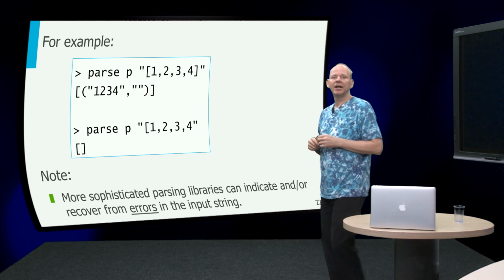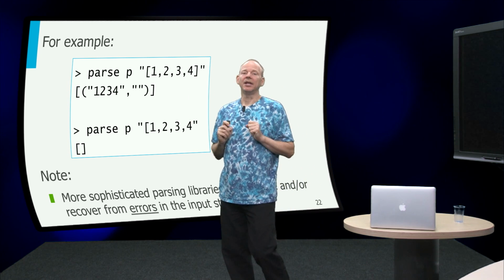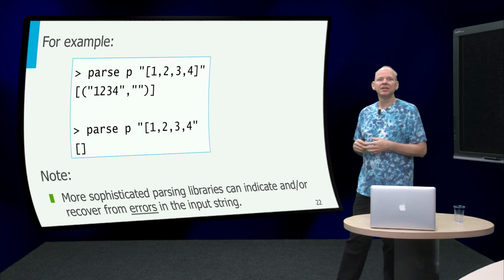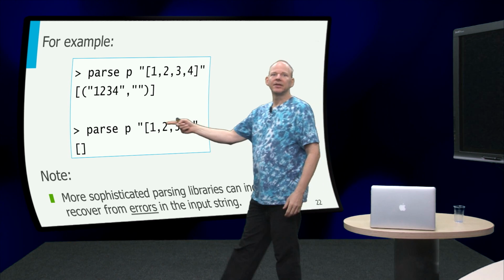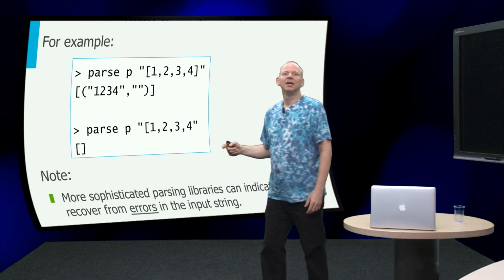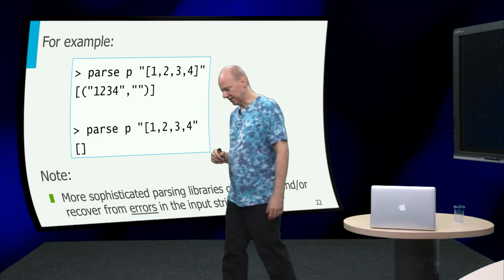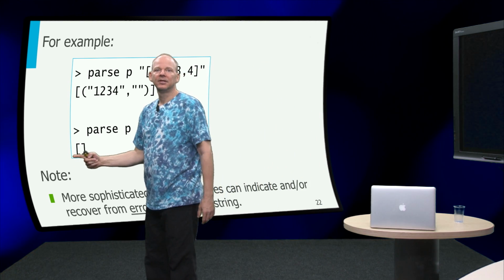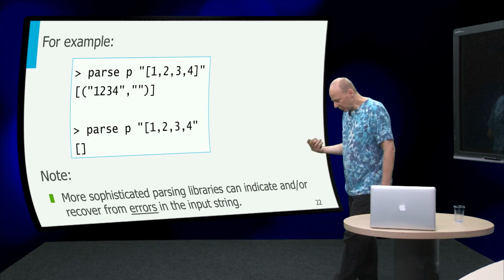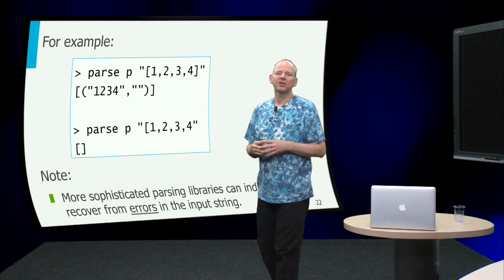If we apply this parser here on the list, it's a string, but we want to parse that string as a list, we will see that we get the digits 1, 2, 3, 4. And if we're trying to parse something that's not a proper list, we will get an error. Okay?